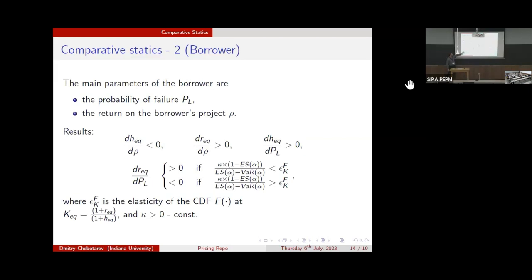Now, I do comparative statics for the borrower's properties. I show that the risk of the borrower increases the repo rate and increases the haircut, which is exactly what I said at the beginning. You are trying with maybe a higher rate, your lender gives you more money. With the default probability of the lender, but it's clear. A borrower that is riskier will pledge more collateral, but the interest rate will go either way, depending on the elasticity of the collateral distribution at the point of equilibrium.